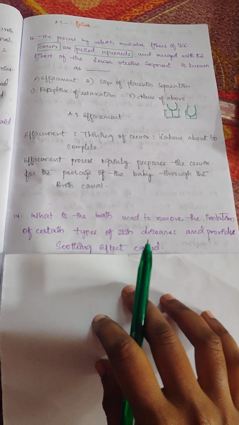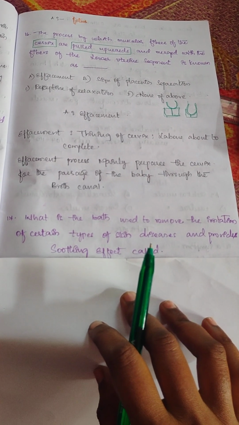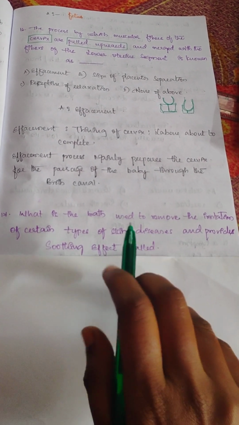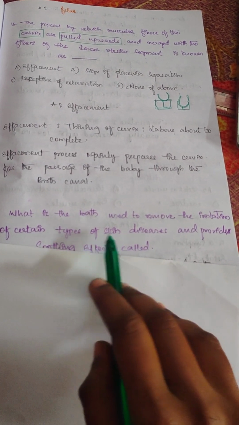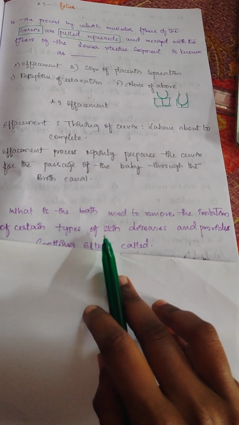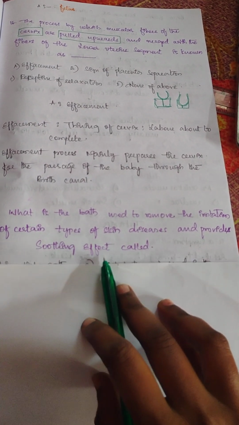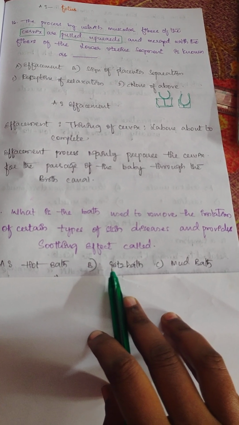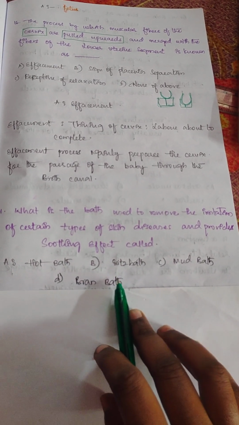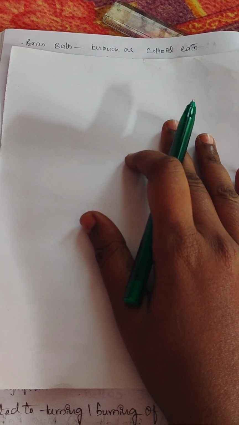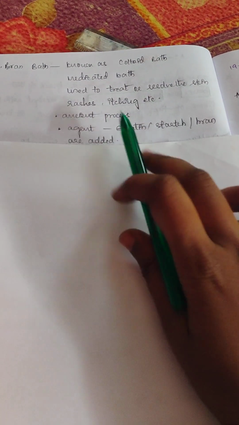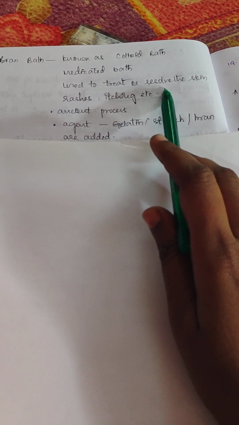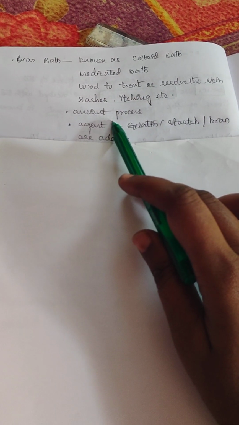Okay, next question: what is the bath used to remove the irritation of certain types of skin diseases and provide a soothing effect called? Which type of bath can we use to relieve the skin reactions of skin disease? The options: hot bath, siege bath, mud bath, or bran bath. The answer is bran bath. Bran bath is also called a colloid bath, and also a medicated bath, and it is used to treat skin rashes or itching. And this is one of the ancient processes.